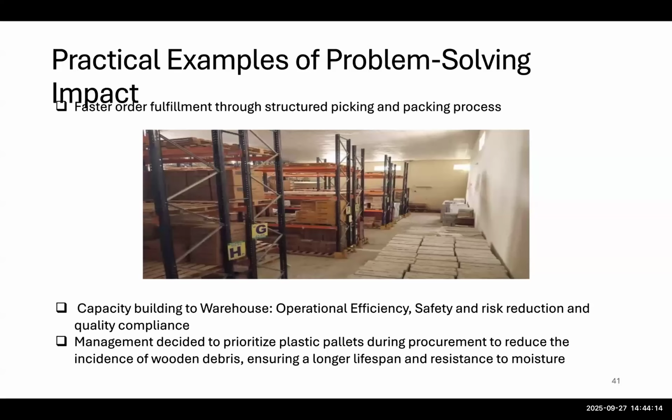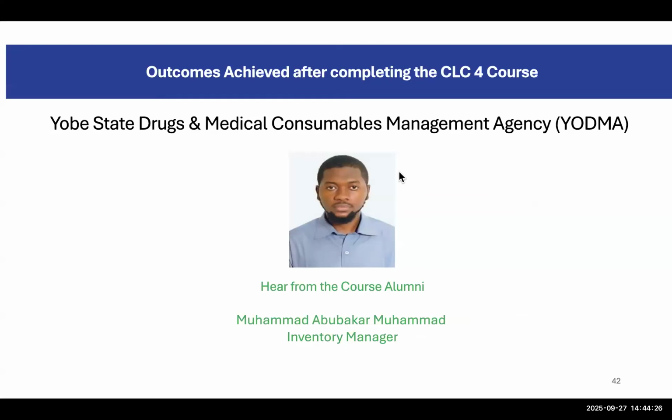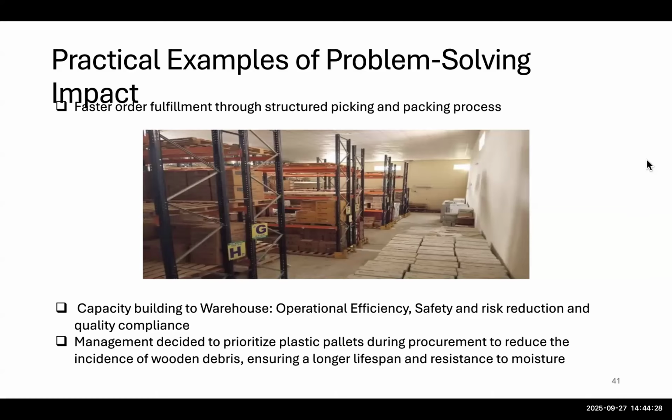Then finally, is the management decision to prioritize plastic pallets during procurement to reduce incidents of wooden debris, ensuring a longer lifespan and resistance to moisture. Even though I have stated it, this is something that is very expensive. However, it has really helped a lot because accidents have reduced, moisture absorption by wooden pallets has reduced drastically, and operational efficiency has improved drastically. Thank you, and over.